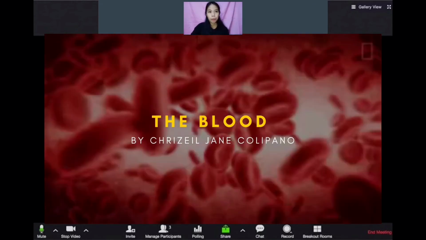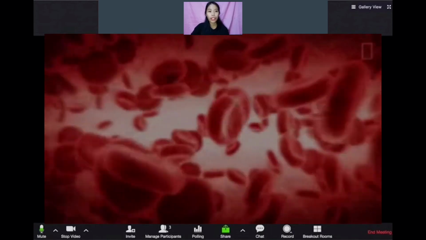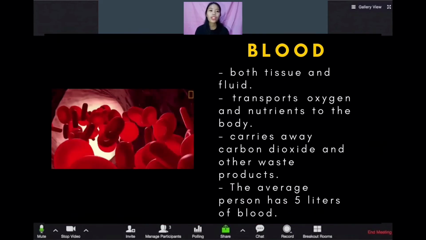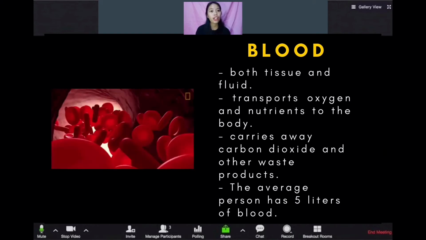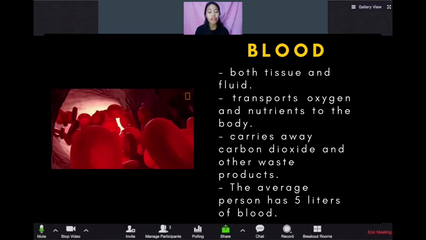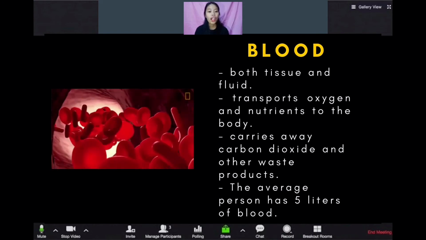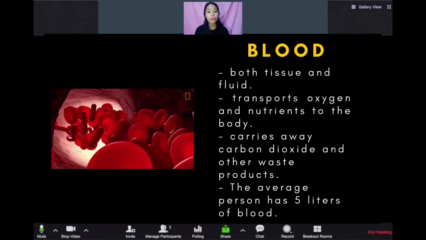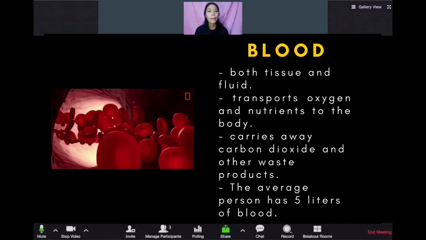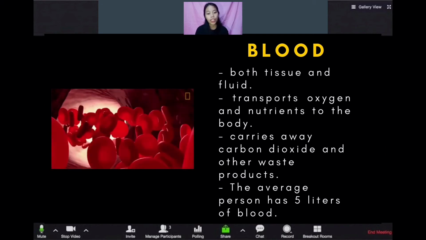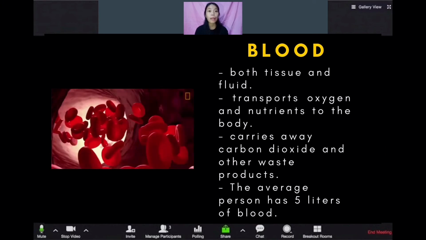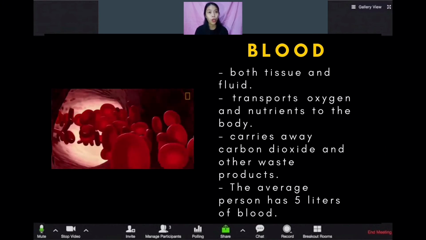Our topic is all about the blood. Blood is both tissue and fluid. We can call it a tissue because it is a collection of specialized cells that serves particular functions. The cells are suspended in a liquid matrix, which makes the blood fluid. Overall, blood is mostly liquid with numerous cells and proteins suspended in it, making blood thicker than pure water.